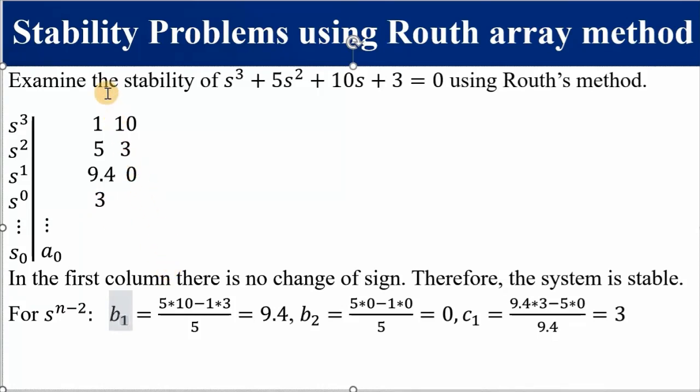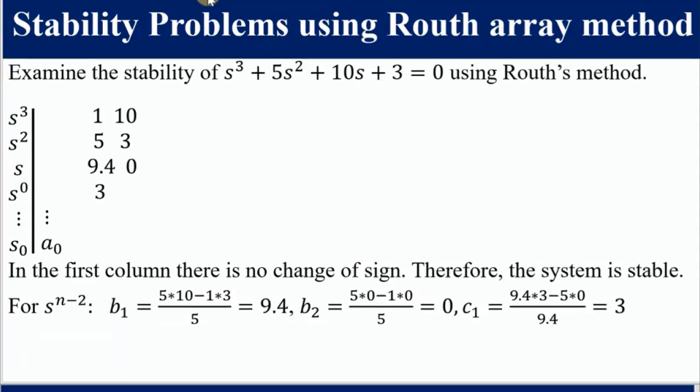So let's look at the coefficients in the same column. They've got the same sign, so it means there is no pole on the right half of the S-plane, hence the system is stable, and we are done. In the first column there is no change of sign, therefore the system is stable. So we have examined the stability of the system.